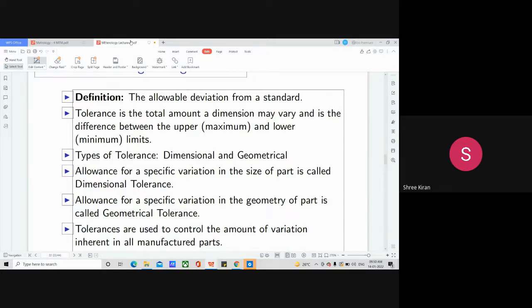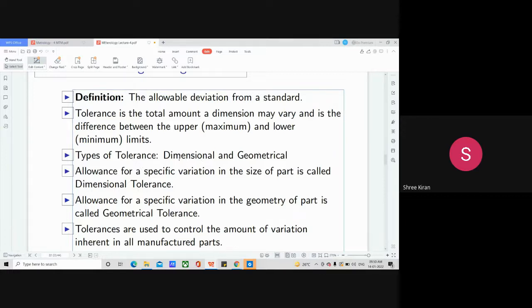So we have given an allowance as a small span. That allowance for a specific variation in the size of a part is called dimensional tolerance. And allowance for a specific variation in the geometry of the part is called geometrical tolerance. So these are the types of tolerance where we have two cases: one is dimensional tolerance, and the other one is geometrical tolerance.